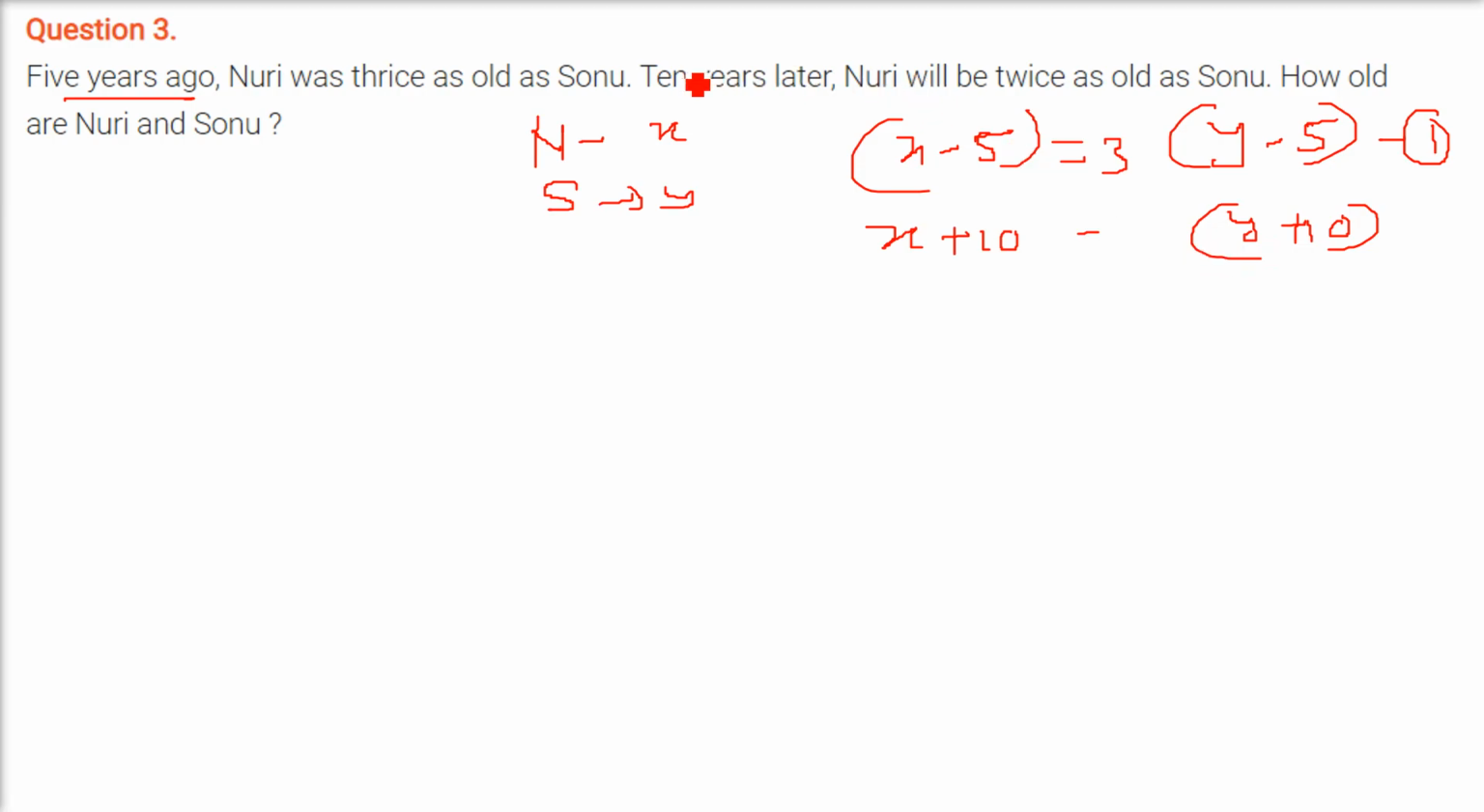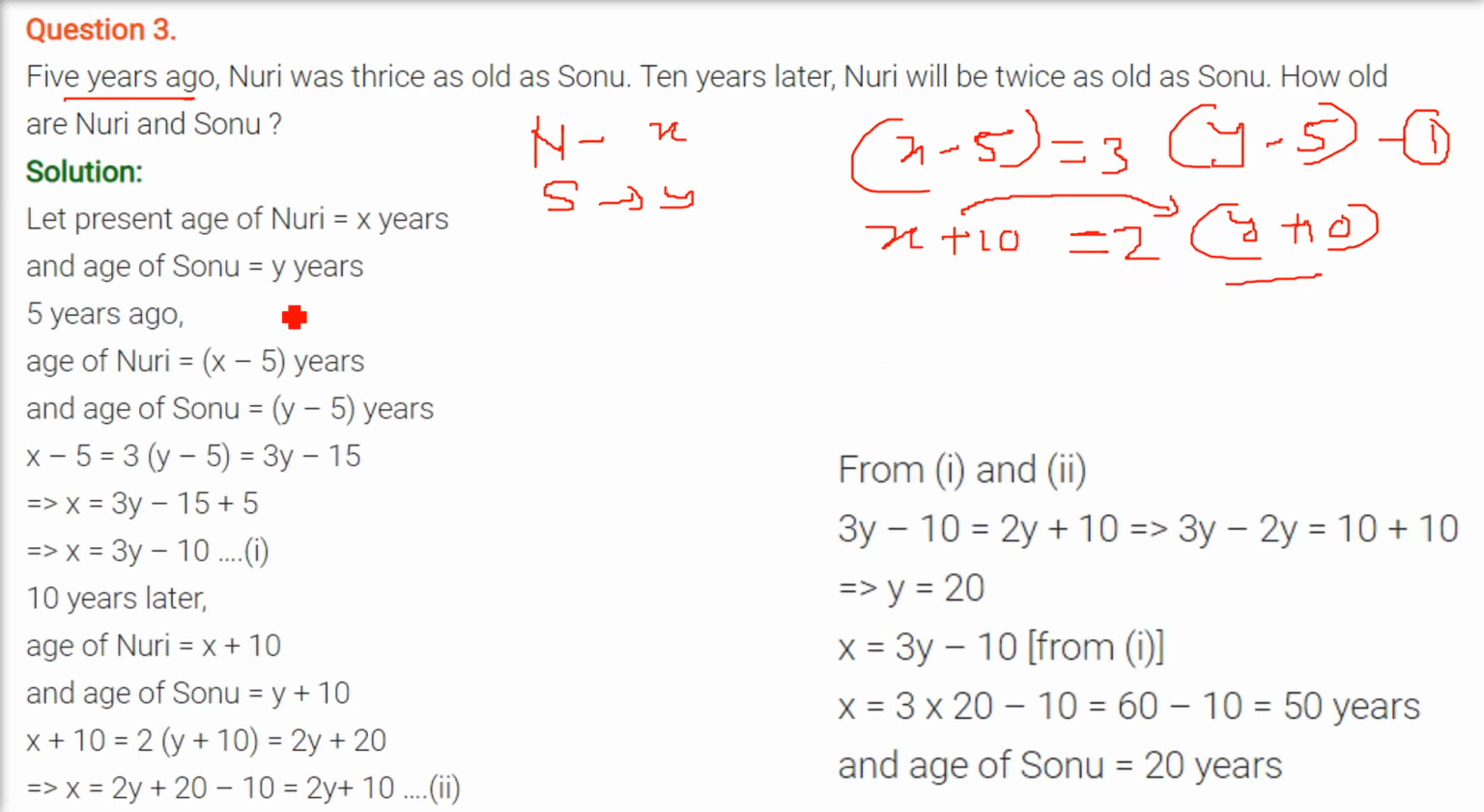Now 10 years later, Noori will be twice as old as Sonu. So she will be equal to twice as old as Sonu. So this is our second equation. The first equation is x minus 5 equal to 3y minus 5. So x minus 5 equal to 3y minus 15. You bring 3y here, or you can just put it like this only, it doesn't matter. x equal to 3y minus 10.